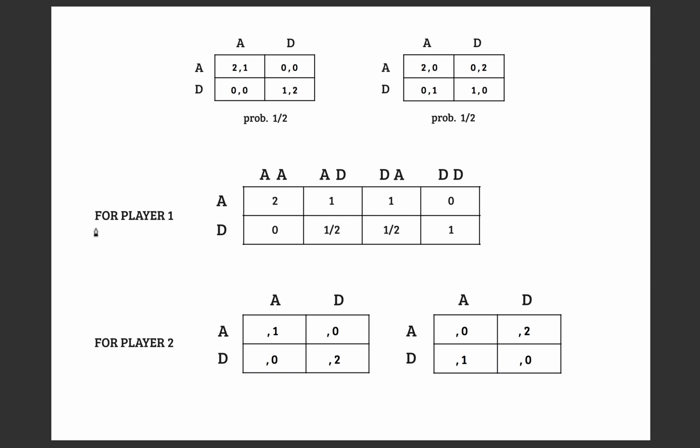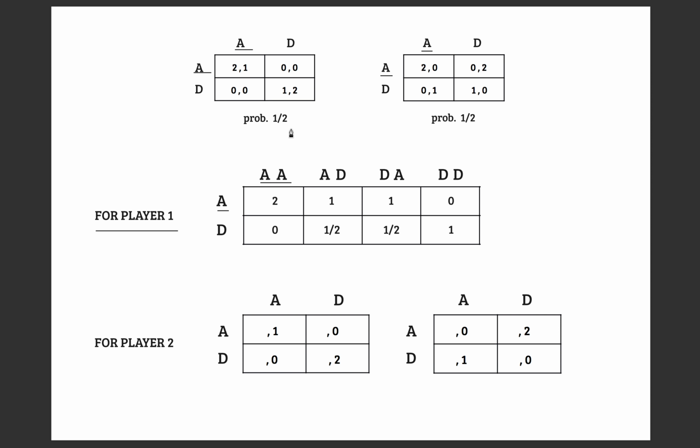After explaining those strategies, we are going to focus on player 1, the computations. Let's say that player 1 chooses A, Australia, and player 2 chooses Australia and Australia in both cases. Whatever the preferences of player 2, player 2 is going to choose A and A, and player 1, A.